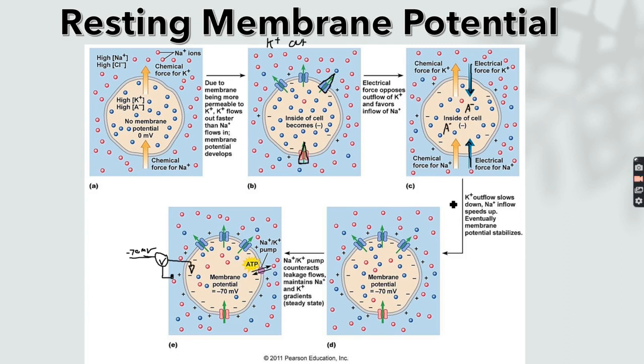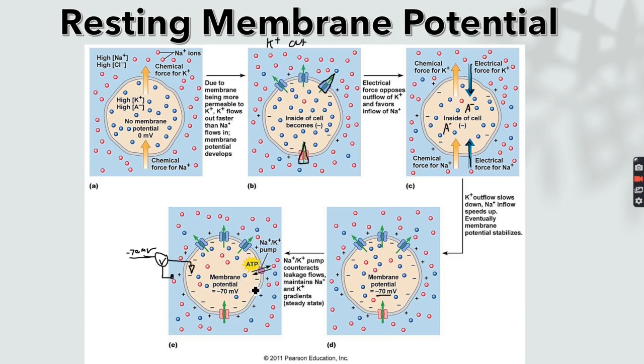And as these ions reach equilibrium on both sides of the membrane, potassium outflow starts to slow down and sodium inflow starts to speed up. And the membrane stabilizes around this number, minus 70 millivolts, our resting membrane potential. But after this, our ions are going to keep trying to leak in and out.